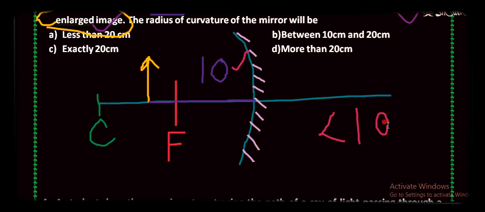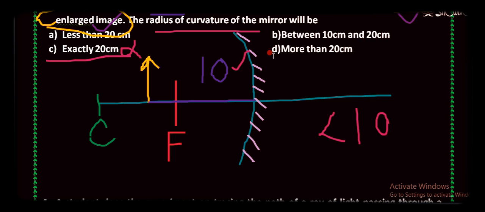So now he is asking about the radius of curvature. The options are: exactly 20 centimeter, less than 20 centimeter. Which is the right answer? See here, exactly 20 centimeter. If we consider this one, then the object is placed at focus. This is wrong.